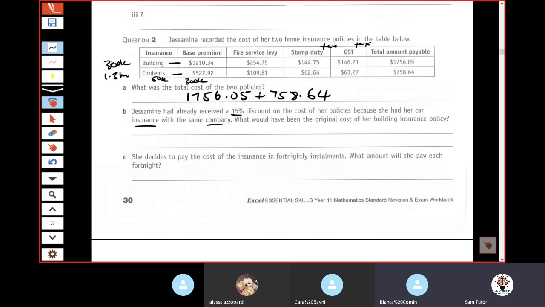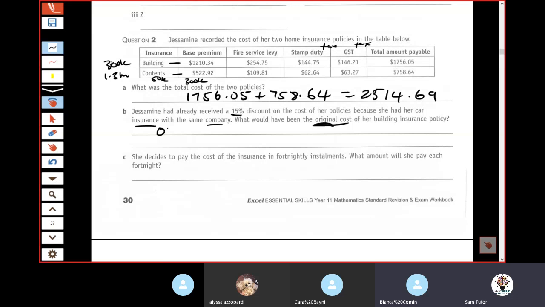So this actually is already a 15% discount, right? And the only reason why she got the 15% discount is because she's also got car insurance. So they gave her a nice little deal to keep her with her home insurance. So the amount that she paid is 2514.69, which is 15% off already. How do I work out the original? Bianca, what do you think? What formula are you thinking of?